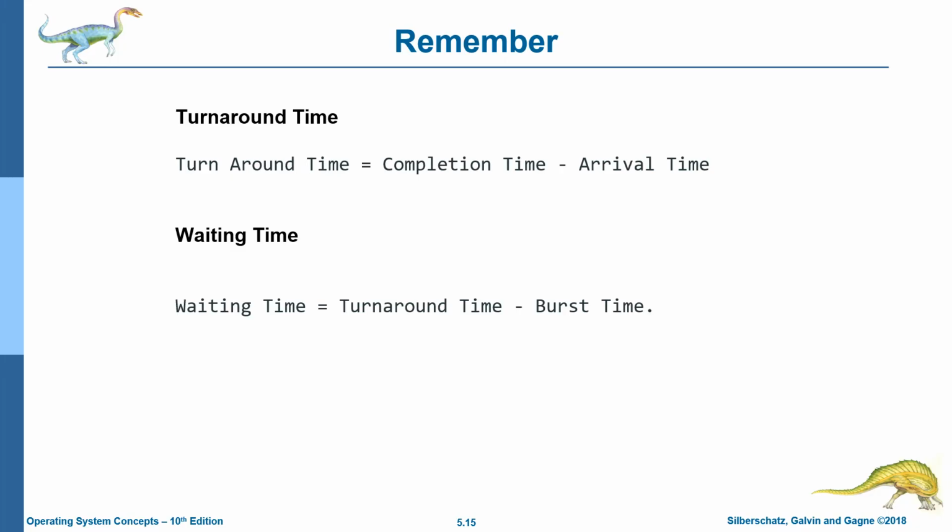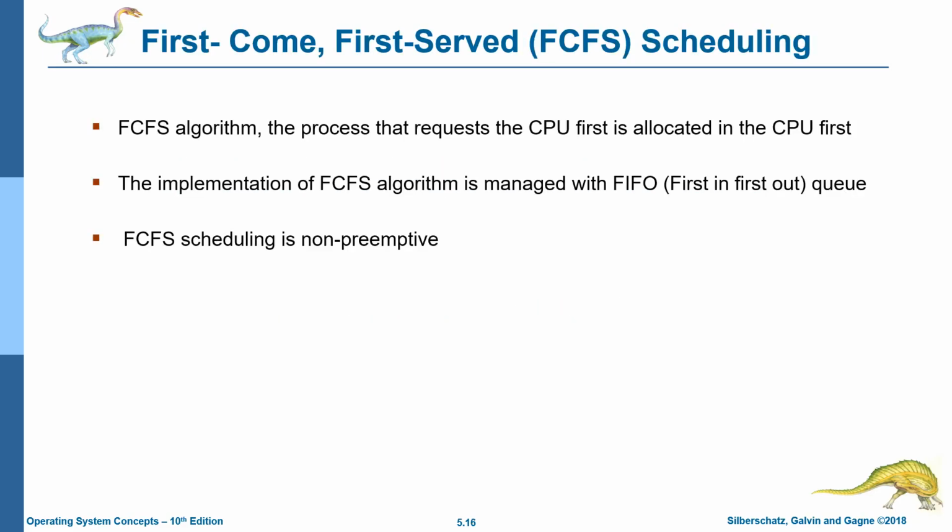Whenever we use FCFS, SJF, round robin, or any other scheduling technique, we will have to calculate the turnaround time, the waiting time, and the average turnaround and waiting time. So, what is first come first serve scheduling? In the FCFS algorithm, the process that requires the CPU first is allocated the CPU first. So, we have multiple processes P1, P2, P3, P4.